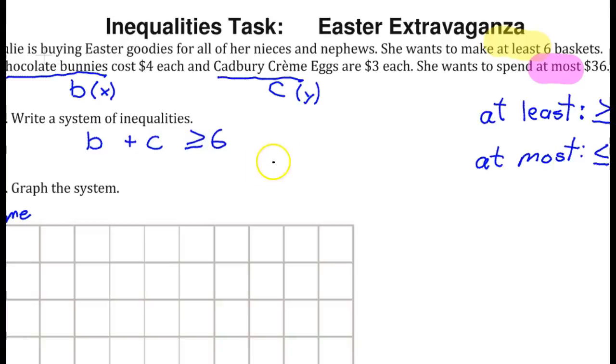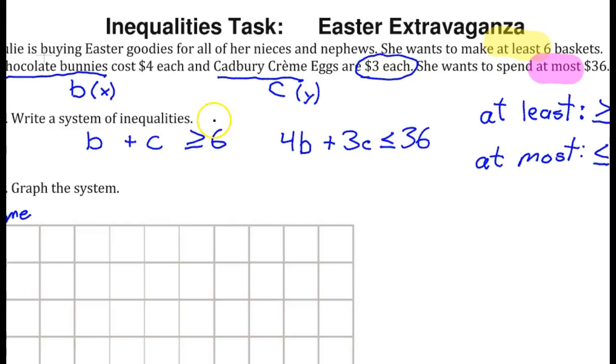Or 6 exactly. And then we know since the bunnies cost $4, 4 times the number we get, that's how much the chocolate bunnies cost, plus $3, right? $3 each for the Cadbury, so $3 a piece. That has to cost less, or at most, $36.